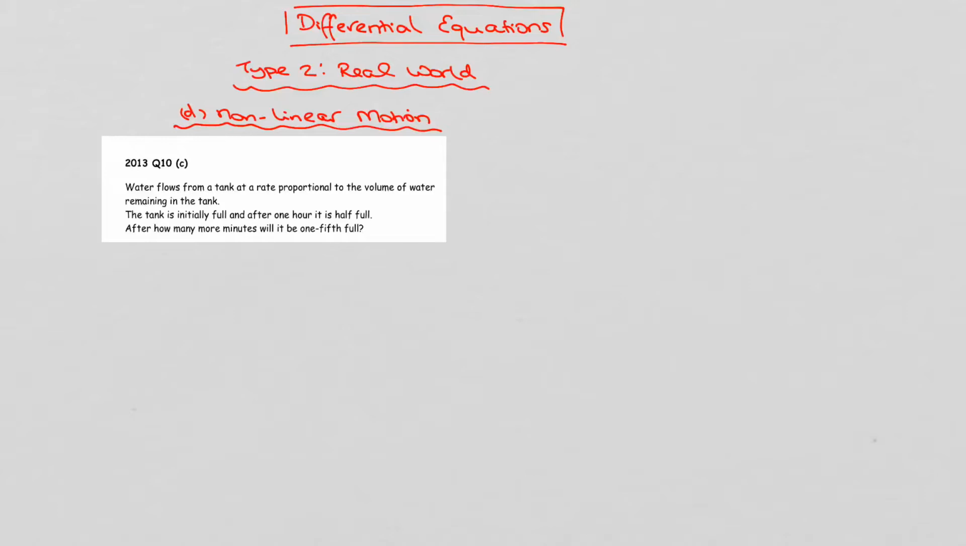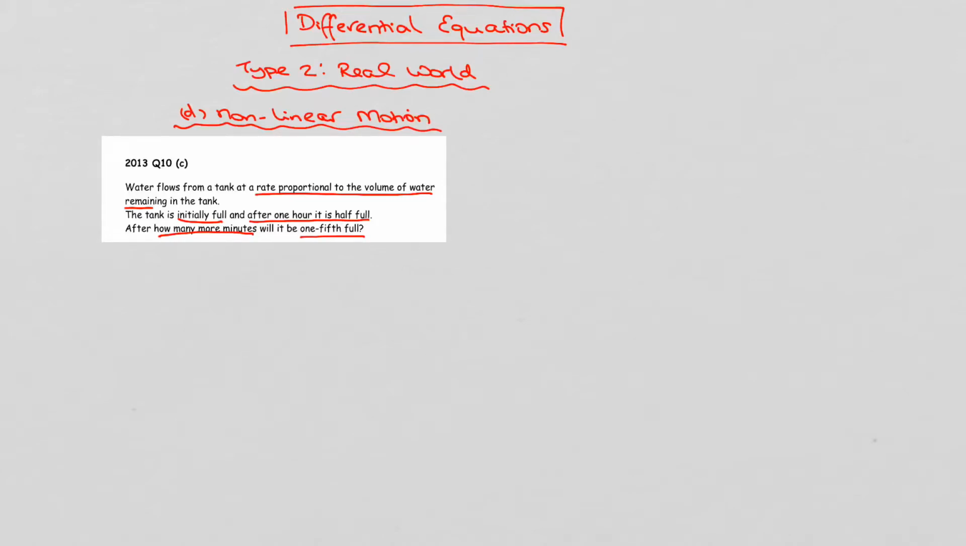And part C was given to us as water flowing from a tank at a rate that is proportional to the volume of water remaining in the tank. And we're told that the tank is initially full and after 1 hour it is half full. And we're asked after how many more minutes will it be 1/5 full.